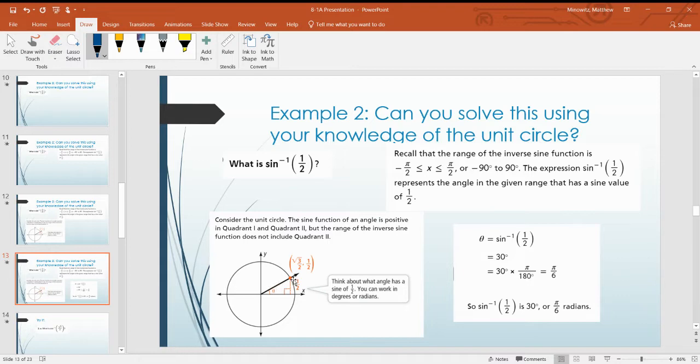So the unit circle is going to be very helpful, especially when we have 1/2 or square root of 3 over 2 or square root of 2 over 2.